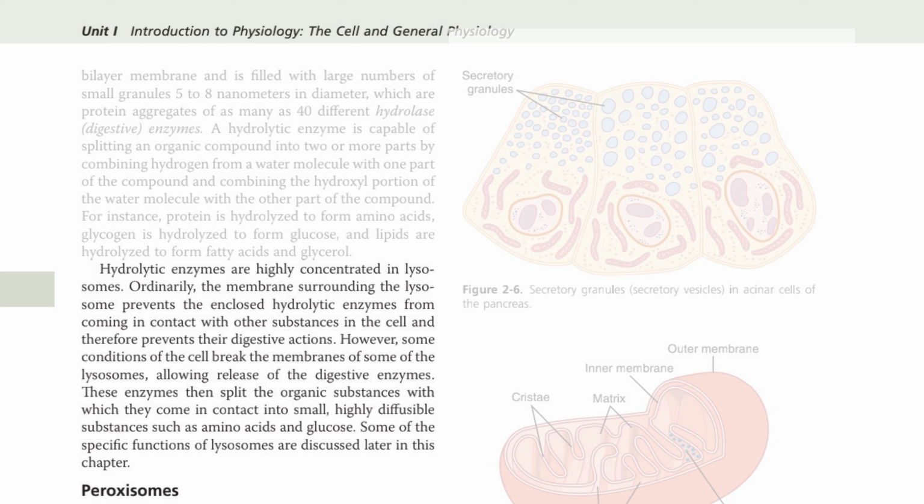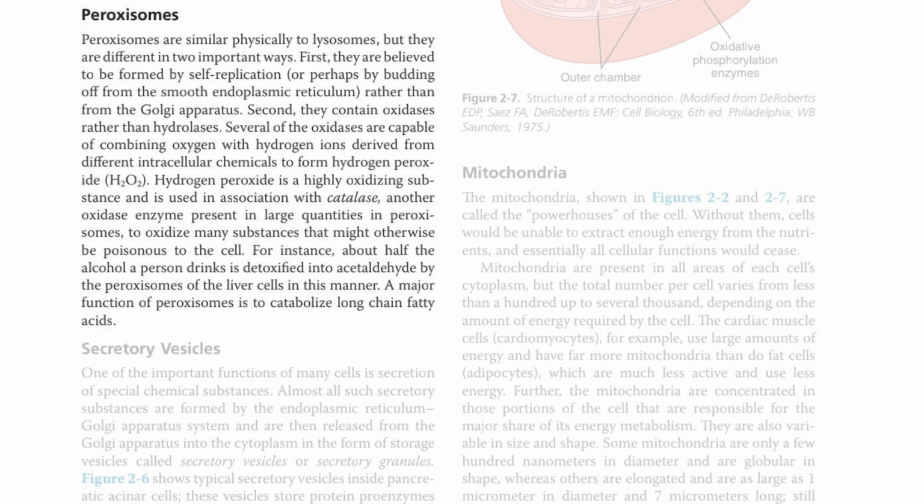Ordinarily, the membrane surrounding the lysosome prevents the enclosed hydrolytic enzymes from coming in contact with other substances in the cell and therefore prevents their digestive actions. However, some conditions of the cell break the membranes of some of the lysosomes, allowing release of the digestive enzymes. These enzymes then split the organic substances with which they come in contact into small, highly diffusible substances such as amino acids and glucose. Some of the specific functions of lysosomes are discussed later in this chapter.